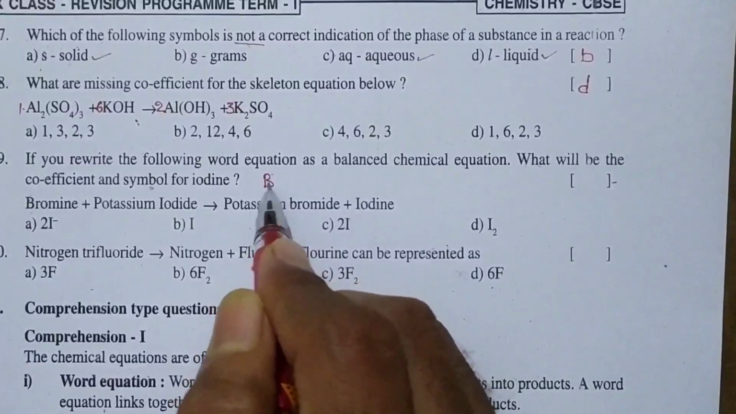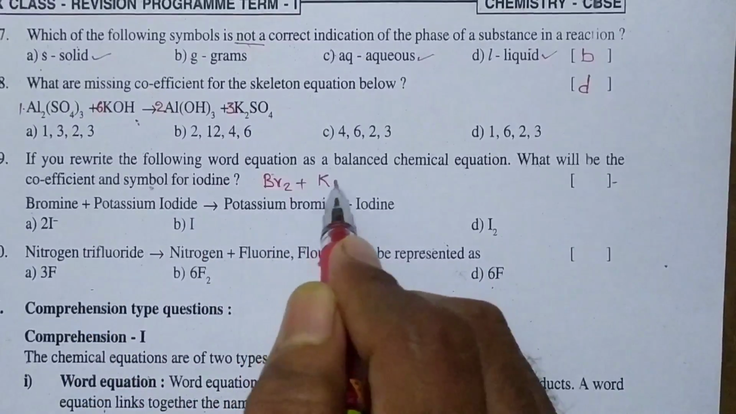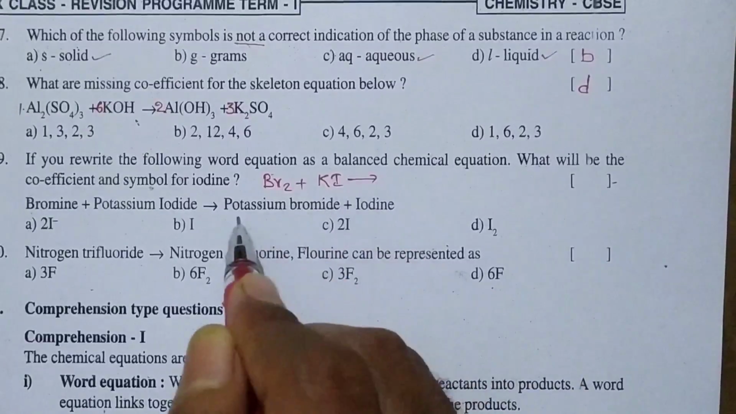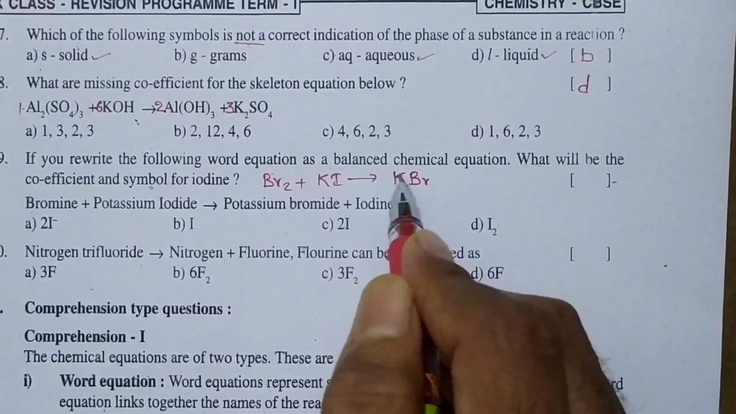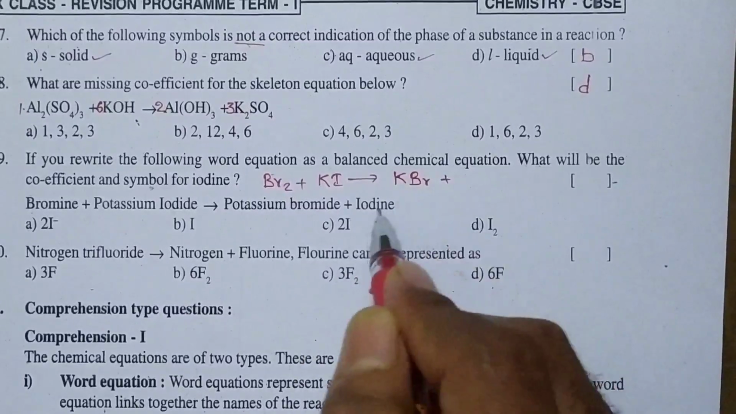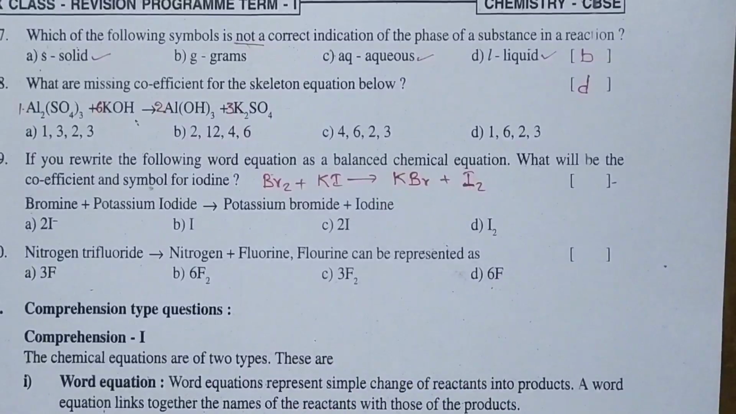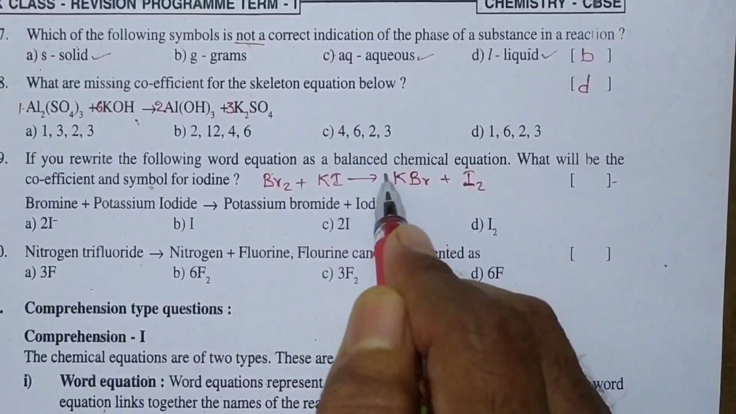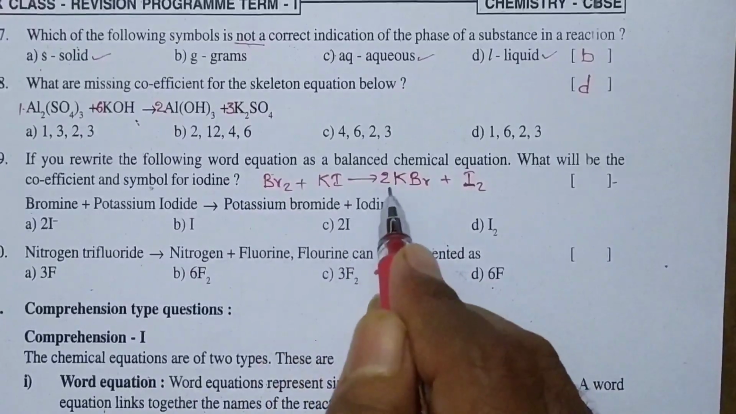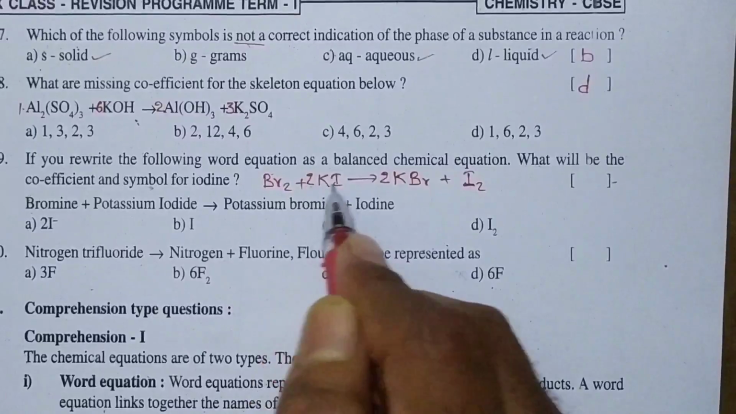Bromine is Br2 plus potassium iodide, that is KI, gives rise to potassium bromide KBr plus iodine is I2. Now let us do balancing. See Br, bromine 2 times it is there, here only one time, let us write here 2. Now here potassium becomes 2 times, here only one time, let us write 2. Iodine 2 times, iodine 2 times.